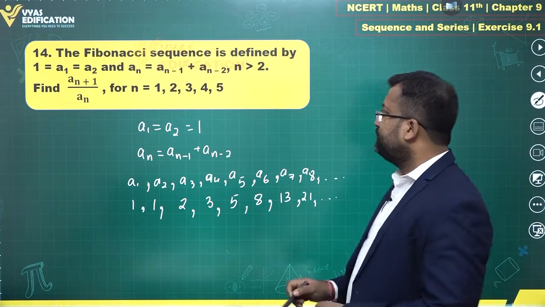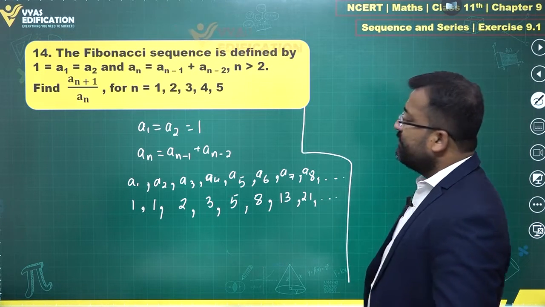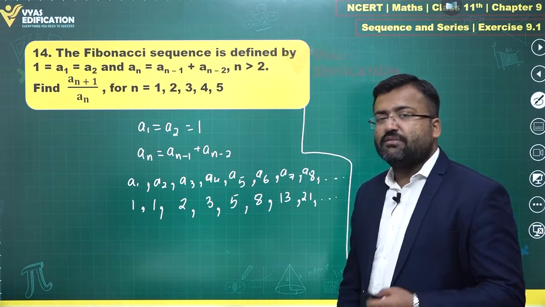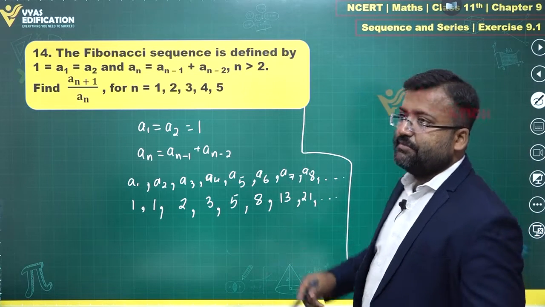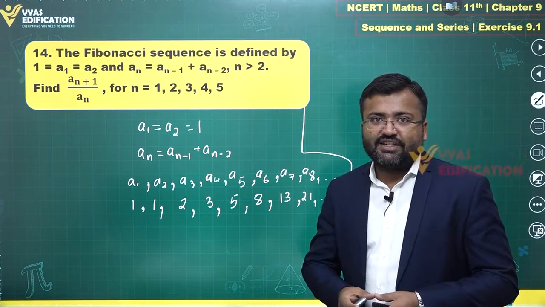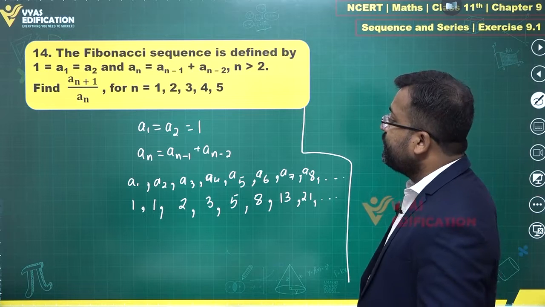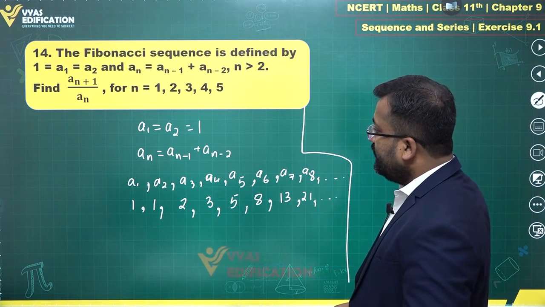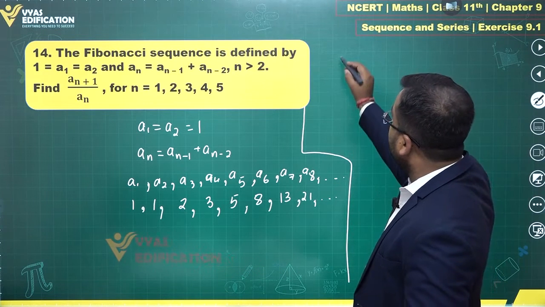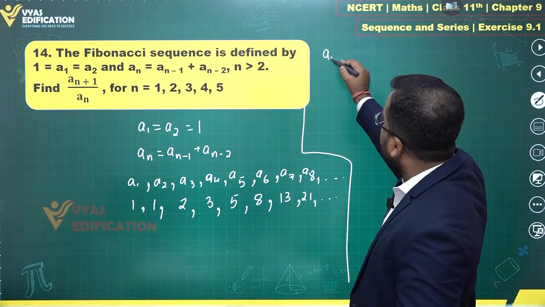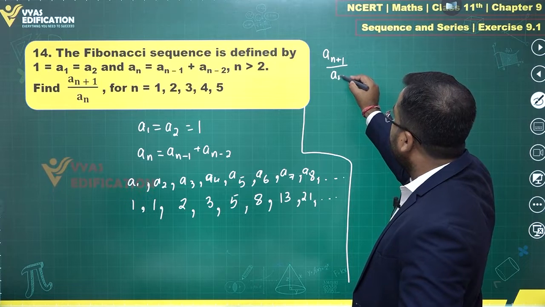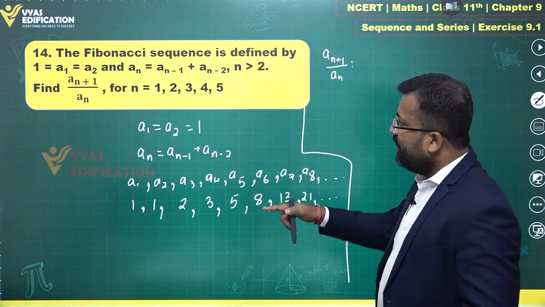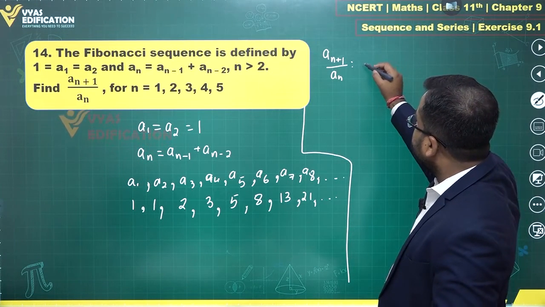This is the sequence. But the person is not actually interested in the sequence. The person is interested in the ratio of these terms. And there's a special relation about that ratio. I'll explain that also. Over here, the Fibonacci sequence is defined by this. And what do we need? The ratio of An plus 1 upon An.